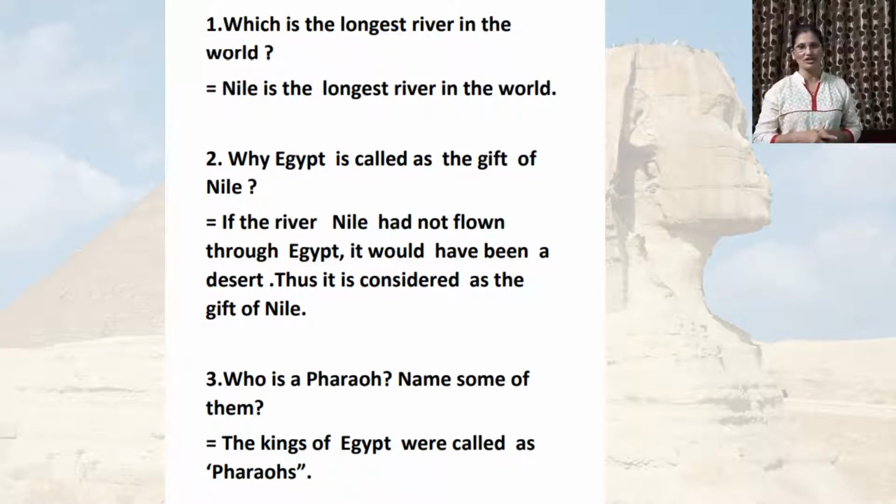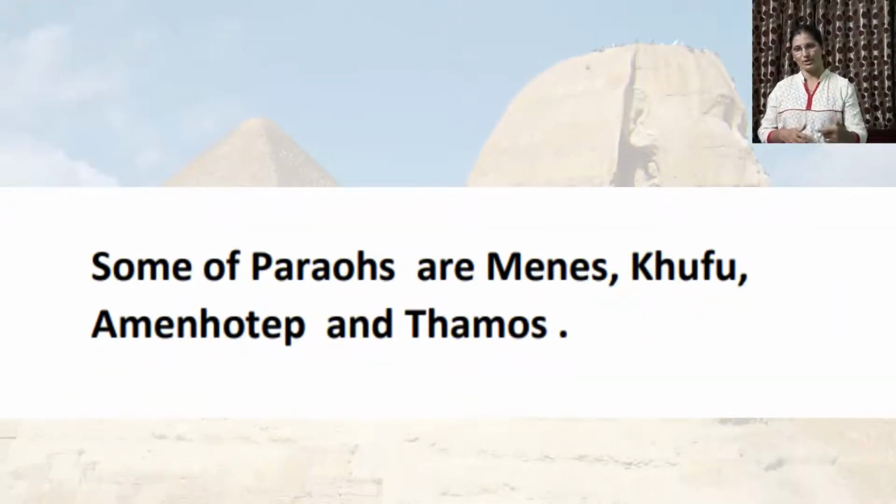And second question is, why is Egypt called the gift of Nile? If the Nile had not flowed through Egypt, it would have been a desert. Thus, Egypt is considered the gift of Nile. And the third question is, who is a pharaoh? The king of Egypt is called a pharaoh. Name some of the pharaohs. Menes, Khufu, Amenhotep and Tammuz are the pharaohs.